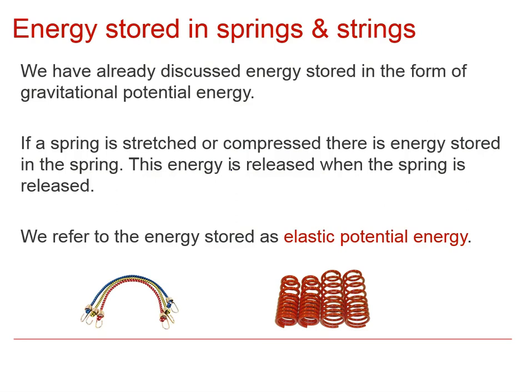So we've already discussed previously the energy stored in the form of gravitational potential energy, but if we've got a spring that's been stretched or compressed, we've got energy stored in the spring, and that energy is going to be released when the spring is released. If you think of a bungee jumper, when they jump off, as they reach the bottom, we've got a lot of potential energy in that string, and that's what pulls them back up again. And we refer to this energy stored as elastic potential energy.